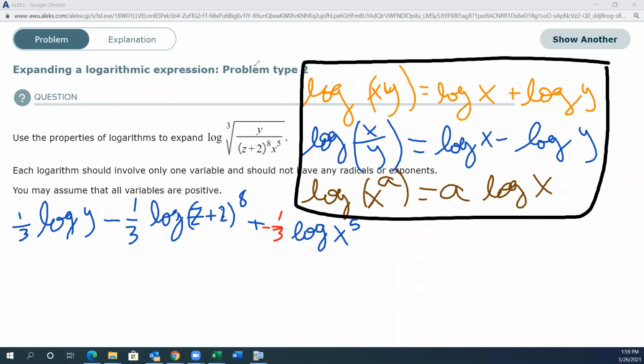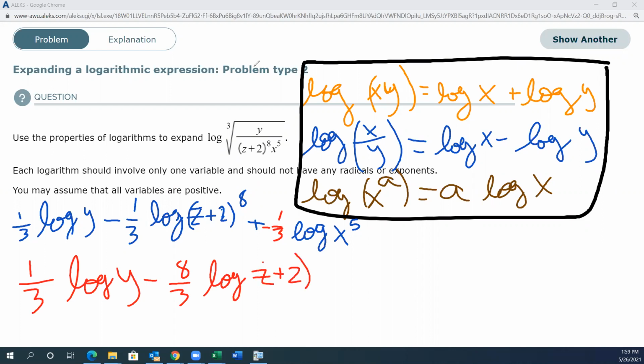Okay, now there's only one thing left to do. Let's get these exponents finally dealt with. So we'll get 1/3 log y. And then when this 8 comes out, it's multiplied by the 1/3, giving me 8/3 log z plus 2, which does not simplify further. And then the 5 comes out, multiplies by the negative 1/3, giving negative 5/3 log x. And that's as far as I can take that, breaking it up.